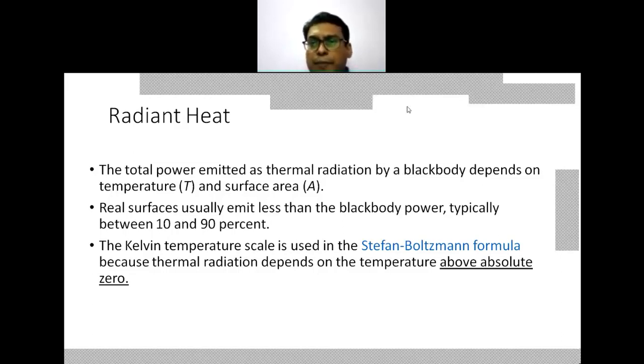So the total power emitted as thermal radiation by a black body depends on the temperature and the surface area. Real surfaces usually emit less than the black body, typically between 10% to 90%, depending on the properties of the surface. The Kelvin temperature scale is used in the Stefan-Boltzmann formula because thermal radiation depends on the temperature above absolute zero, that is 0 Kelvin. That is why the Stefan-Boltzmann formula and all other radiation calculations have to be converted into Kelvin.